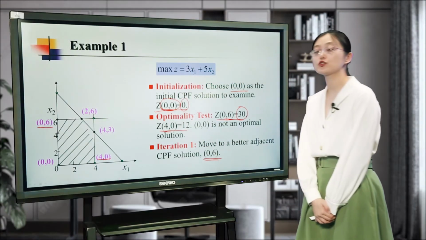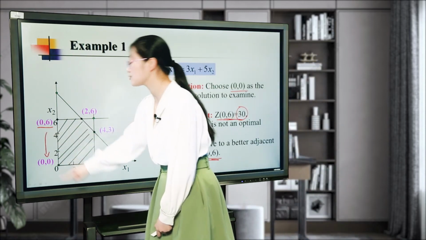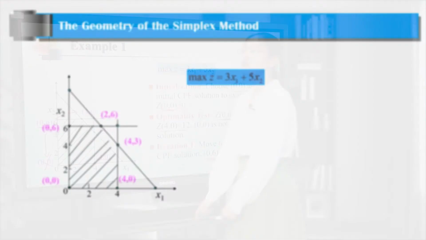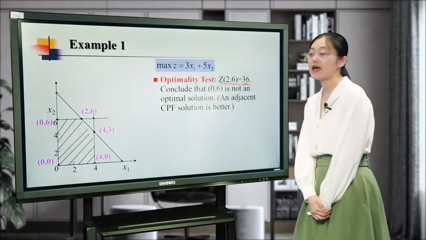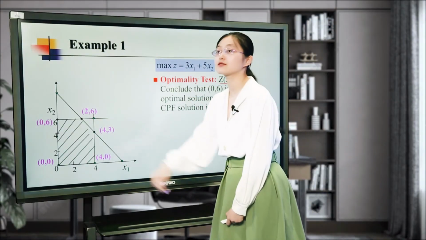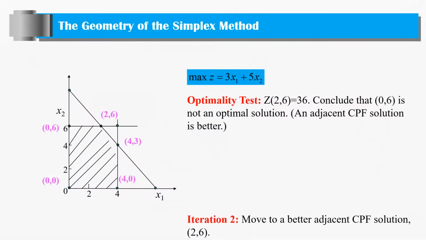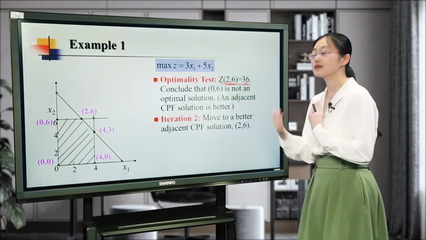At each CPF solution, we repeat the same procedure. (0, 6) has two neighbors. One is (0, 0), which we checked, and it doesn't perform better. The other is (2, 6). So we check whether the neighbor (2, 6) performs better in z. After substituting x1 = 2, x2 = 6, we see the objective function at that point is 36. That is definitely better than 30 at (0, 6). So (0, 6) is not an optimal solution, and we move to the next one, which is (2, 6). And then we repeat the same procedure.